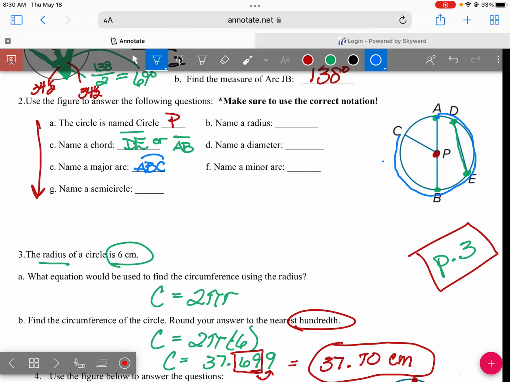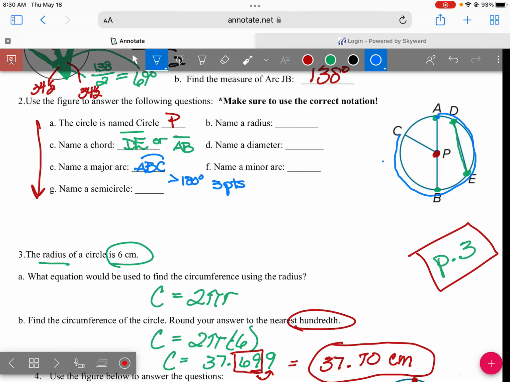A major arc is more than 180 degrees. More than half of the circle. That's what makes it major, okay? And you need 3 points to label a major arc. Now, that's not the only one. I could have also said ACE going in the other direction. I could have said ABD, which go all the way around in the other direction.